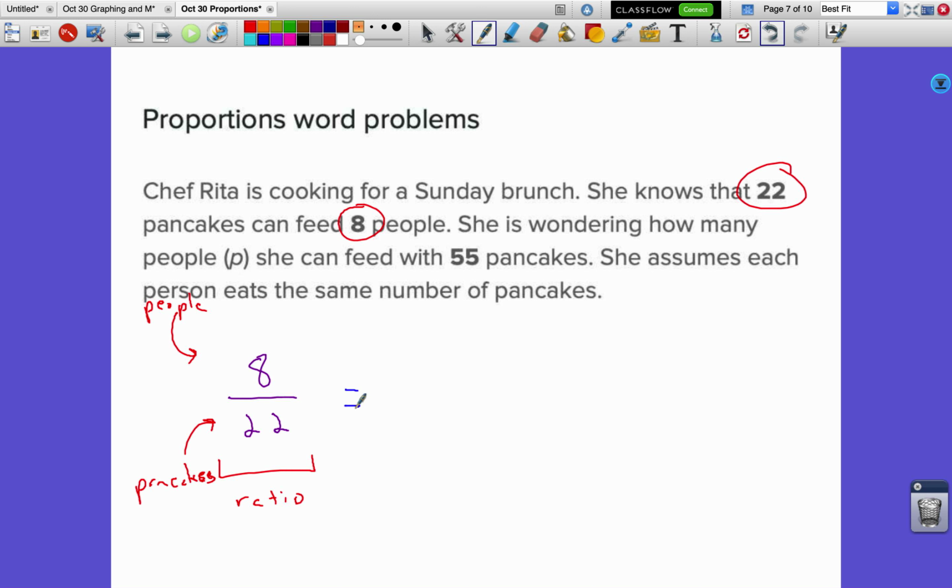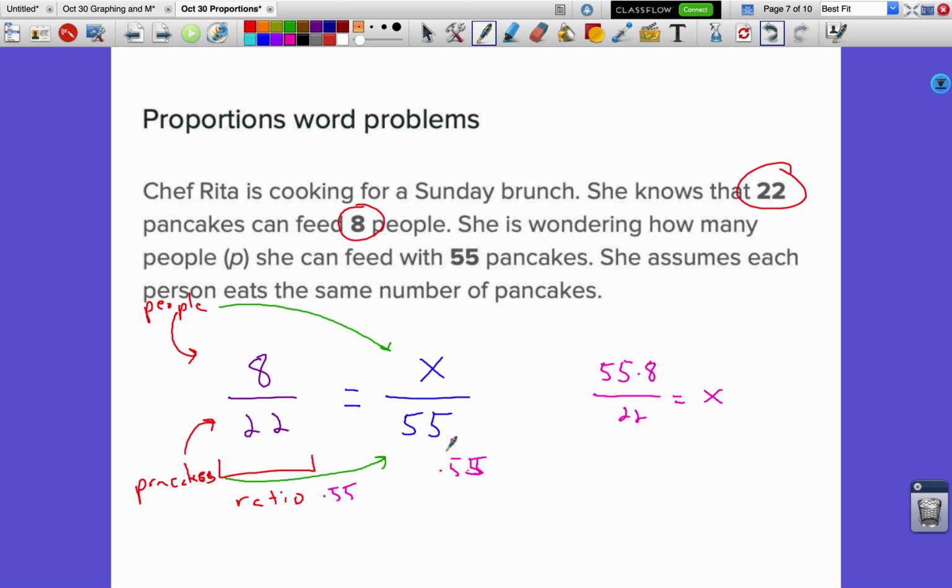All right, so we're going to set this equal to x for the unknown number of people is equal to 55 pancakes. So still people on top, still pancakes on the bottom. All right, and now we've got an equation that we can solve. I'm just going to multiply 55 to both sides. And I'll get 55 times 8 over 22 equals x.